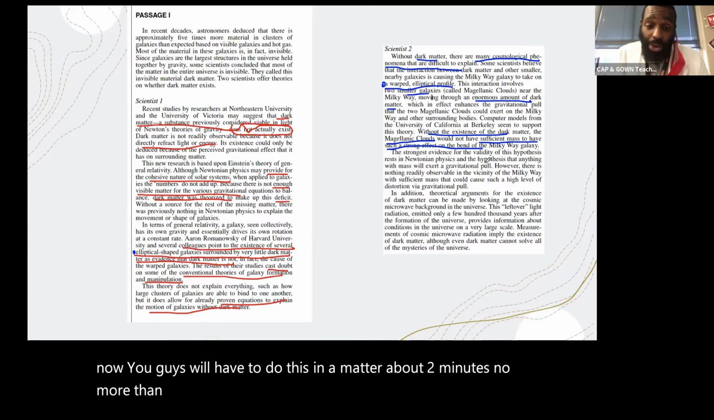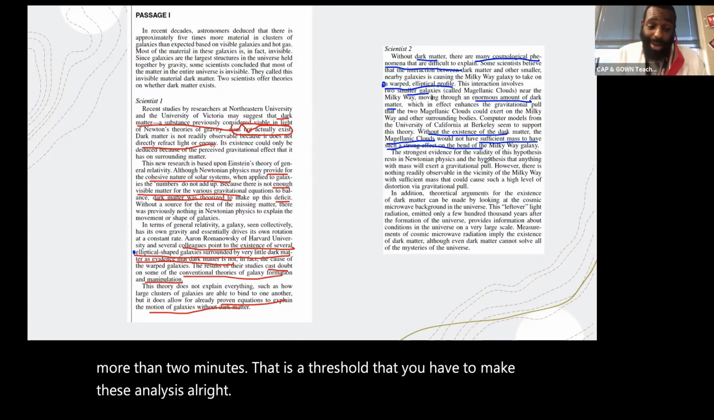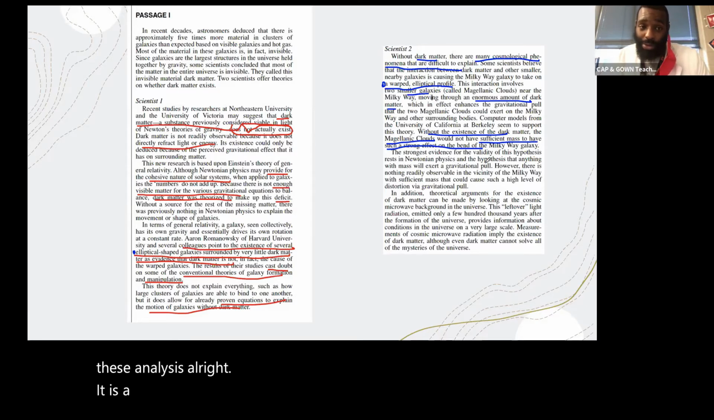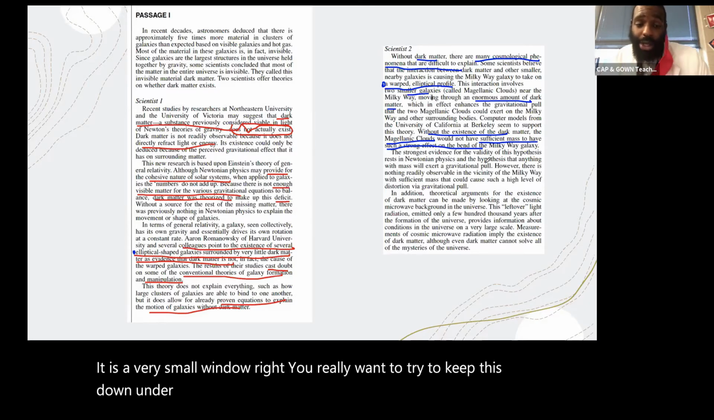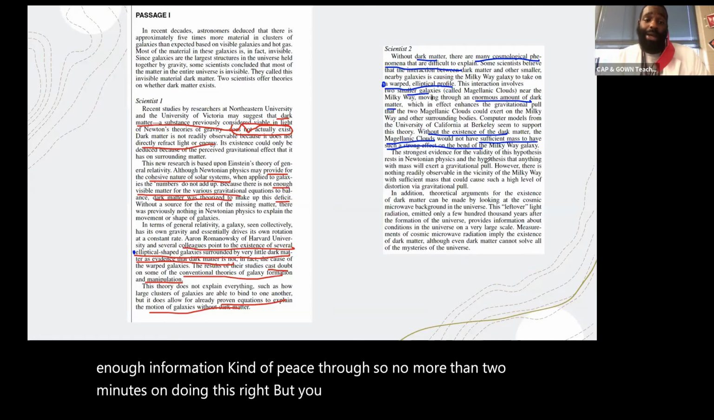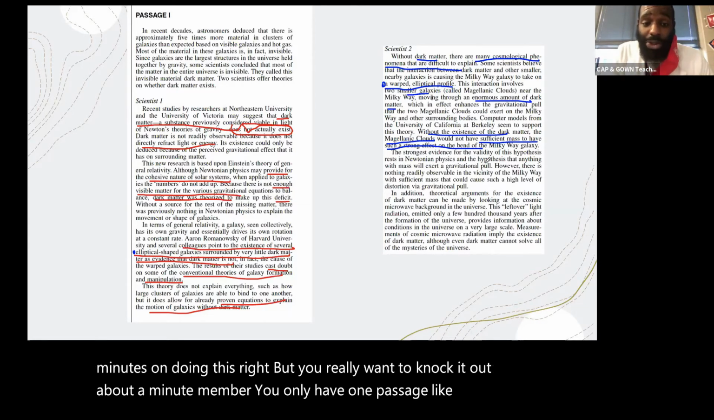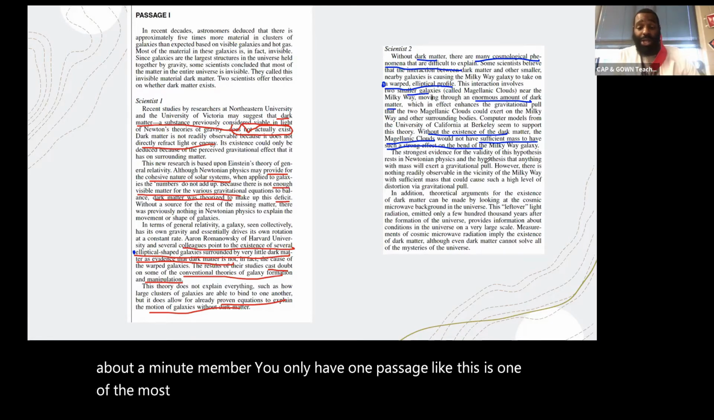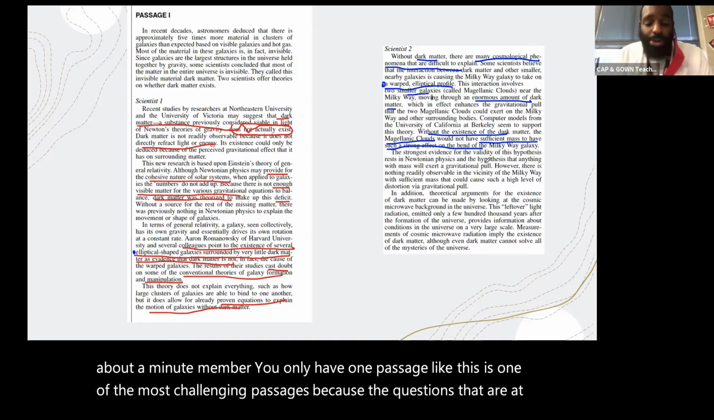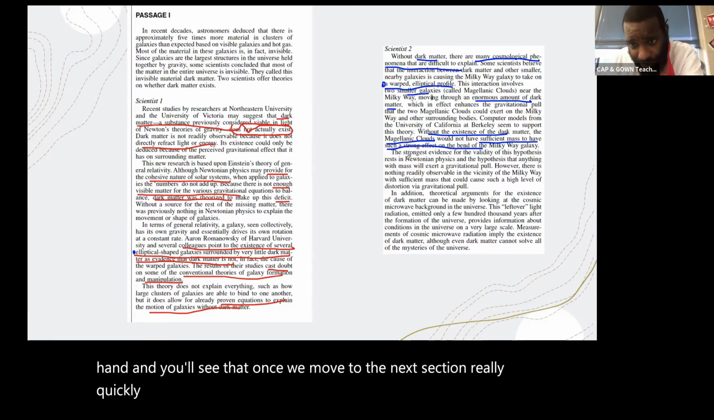That is a threshold that you have to make these analyses, all right? It is a very small window. You really want to try to keep this under about a minute, but with 2 minutes, you can get enough information to piece it through. So no more than 2 minutes, but you really want to knock this out in about a minute. Remember, you only have one passage like this. This is one of the most challenging passages because of the questions at hand, and you'll see that once we move to the next section and go through these questions.